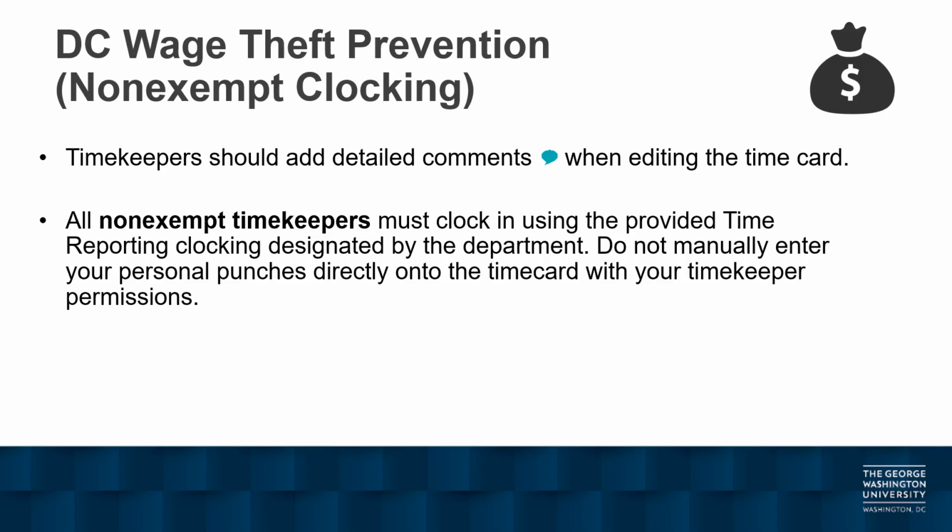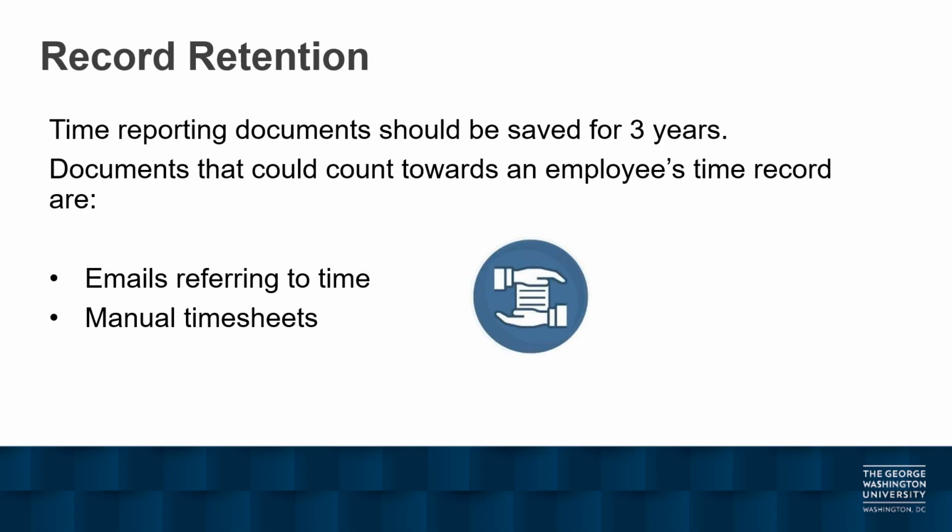Timekeepers should add detailed comments when editing the time card. All non-exempt timekeepers must clock in using the provided time reporting clocking method designated by the department. Do not manually enter your personal punches directly into the time card with your timekeeper permissions. Record retention. Time reporting documents should be saved for 3 years. Documents that could count towards an employee's time record are emails referring to time and manual timesheets.